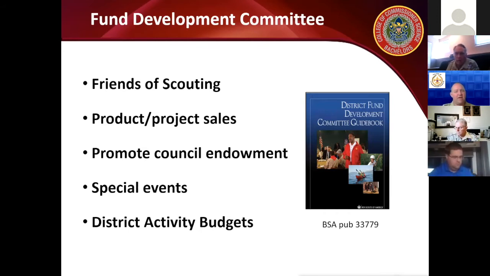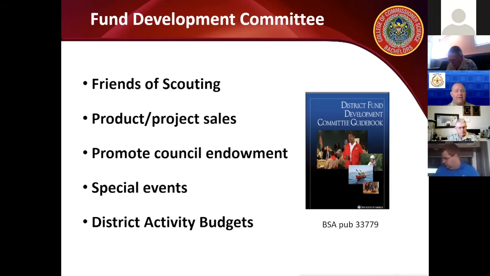Funds are raised from a variety of sources, including Friends of Scouting, product sales like popcorn and jerky, special events, and district activity budgets. Special events are fundraising events like golf tournaments, sporting clays, and our auctions. District activities include program opportunities for youth and volunteers like camporees, Pinewood Derbies, and district recognition banquets.